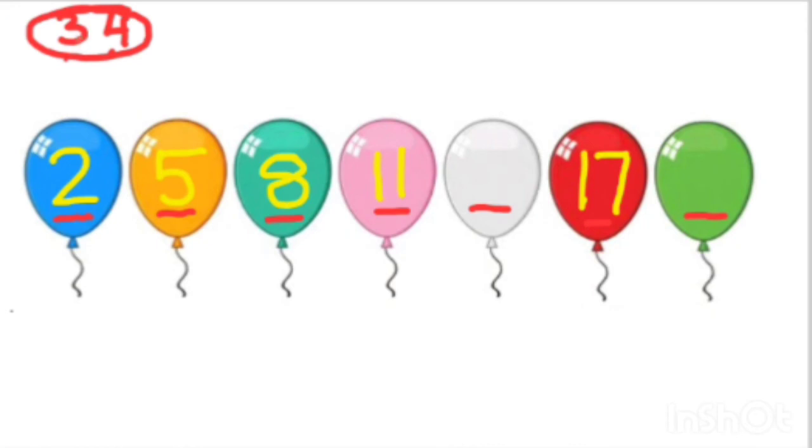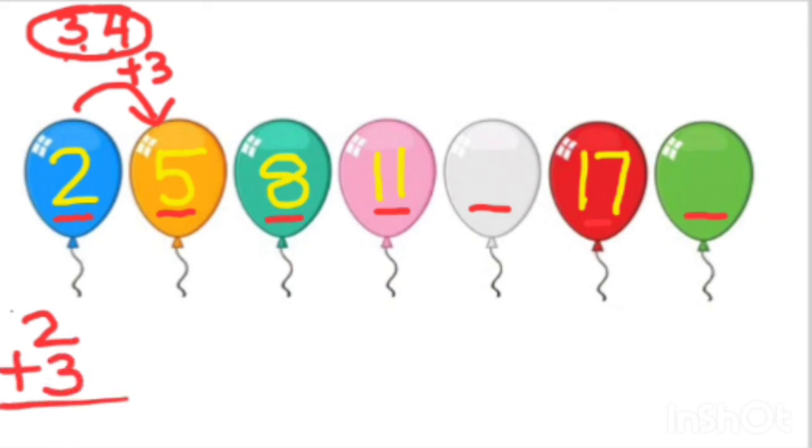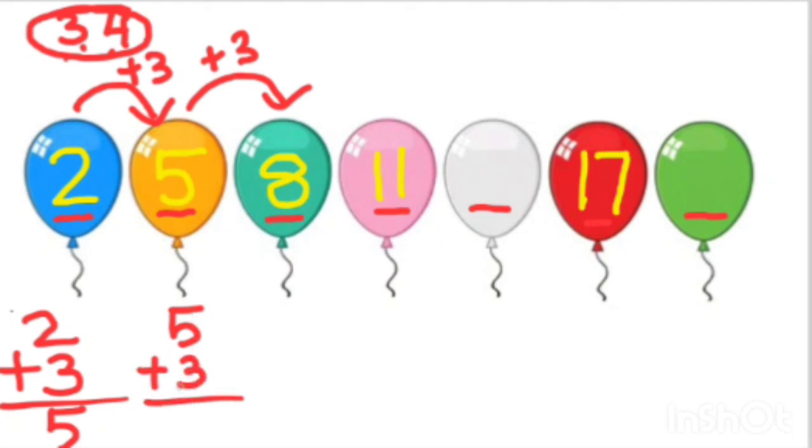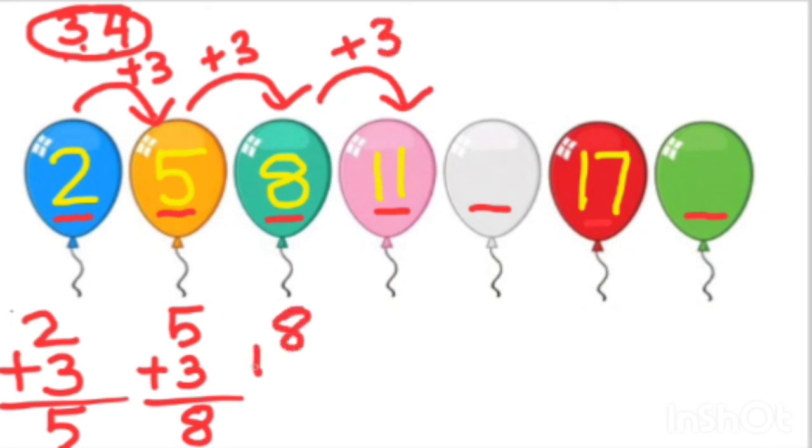We can see that 2 numbers, that is number 3 and 4, are skipped and the third number, that is number 5, is written. Since the third number is written, we have to add 3 to get the next number. So 2 plus 3 is 5, which is written over there. So 5 plus 3 will give us what number? Let us see. 5 plus 3 is 8. Very good. Then again we will do 8 plus 3. 8 plus 3 will give us 11.